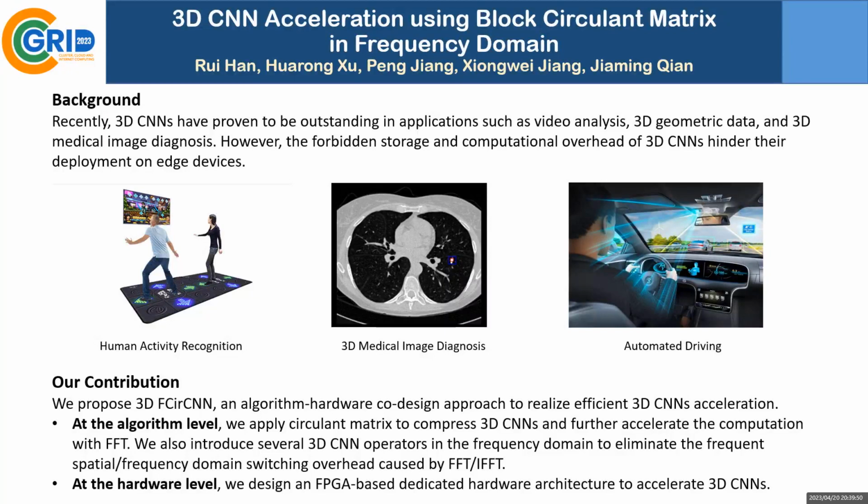First, at the algorithm level, we apply block circulant matrix to compress 3D CNN and further accelerate the computation with FFT. We also introduce several 3D CNN operators in the frequency domain to eliminate the frequent spatial-frequency domain switching overhead caused by FFT and IFFT. Second, at the hardware level, we design an FPGA-based dedicated hardware architecture to accelerate 3D CNN efficiently.